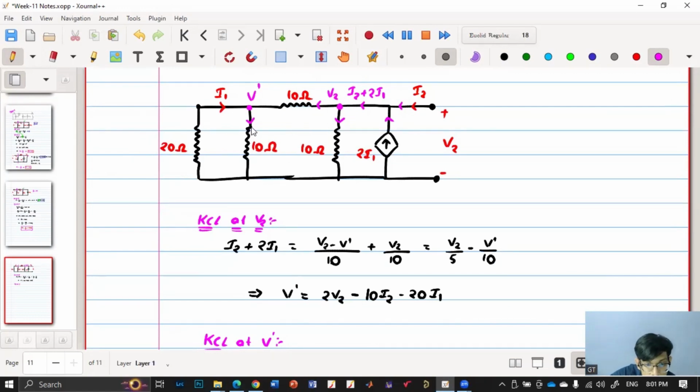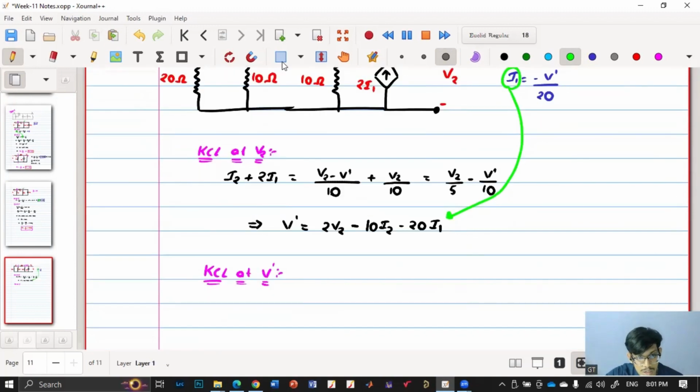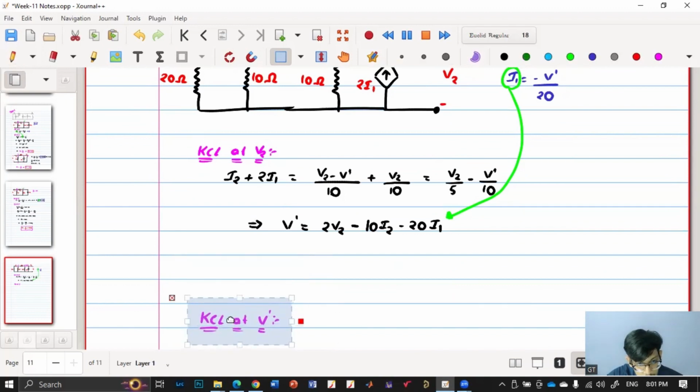So first of all, what is I1? I1 is nothing but minus V dash by 20. So here you know another equation. I1 is equal to minus V dash by 20. Okay. First we'll apply KCL at V dash. Okay, then we'll substitute first. Let us simplify everything. So we'll substitute this I1 over here. Okay. So let us take this a bit down.